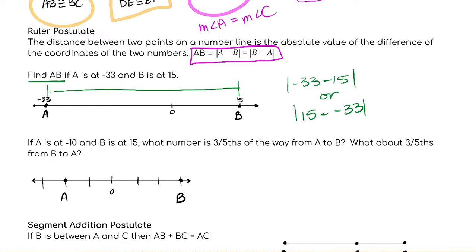So remember that the absolute value means whatever you get when you simplify, you just take the positive value of that. Absolute value represents distance from 0. So it's always a positive when you do the absolute value. So I'm going to look at the 15 minus negative 33 to do some mental math here. Minus and minus means we're going to be adding. And so that is going to give me 48. So the length of AB is equal to 48.